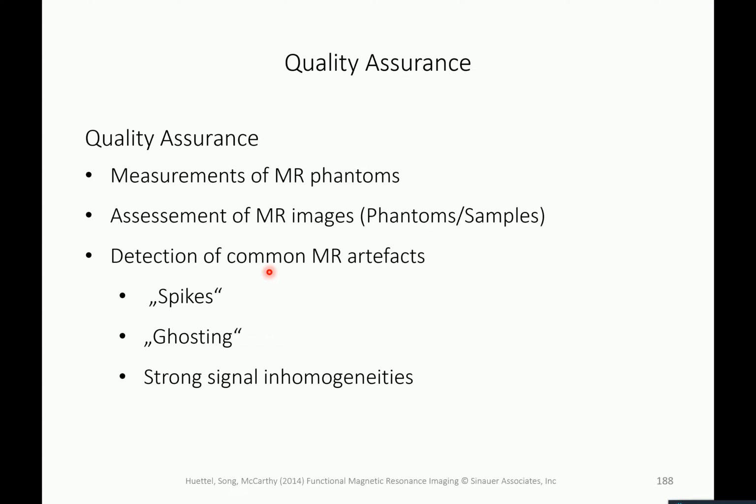And this is important as a first data quality screening test, because if you try to do statistical analysis of data that is corrupted, no one has any benefit from it. So there are some common MR artifacts, spikes, ghosting, signal drop, and inhomogeneities that you should be able to detect visually.